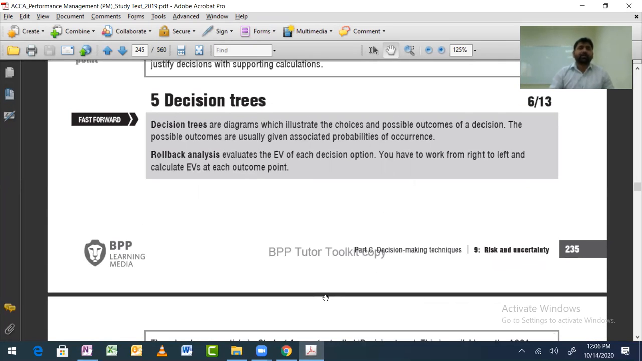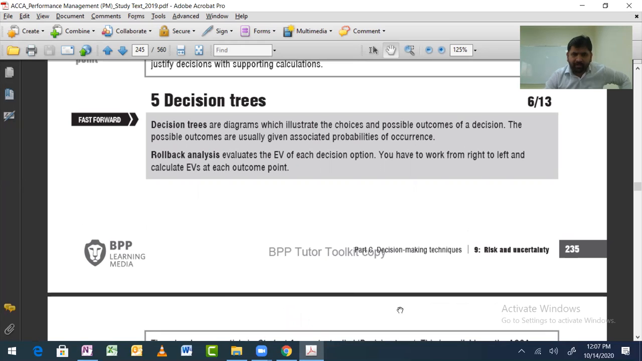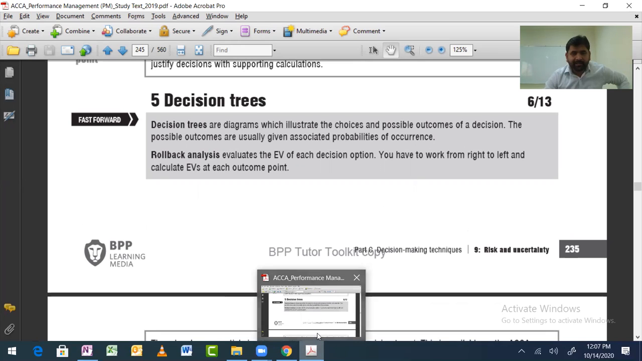Now we'll talk about decision tree. Can we find more questions on the regret table and all that? In the revision kit you will get some. And I think I have given you guys the Kaplan book of F5, right?